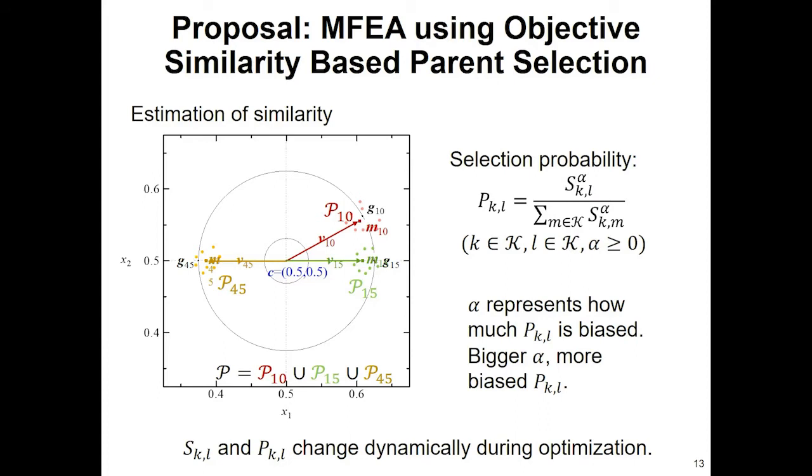Next, the second step is to change the degree to which the solutions responsible for a particular problem cross over each other based on the estimated similarity SKL. In this equation, the value of SKL is used to calculate the value of PKL. PKL is the probability that a solution with scale factor K and a solution with scale factor L will be a pair of parents. The larger the value of SKL, the larger the value of PKL. The strength of the bias in PKL depends on the parameter alpha.